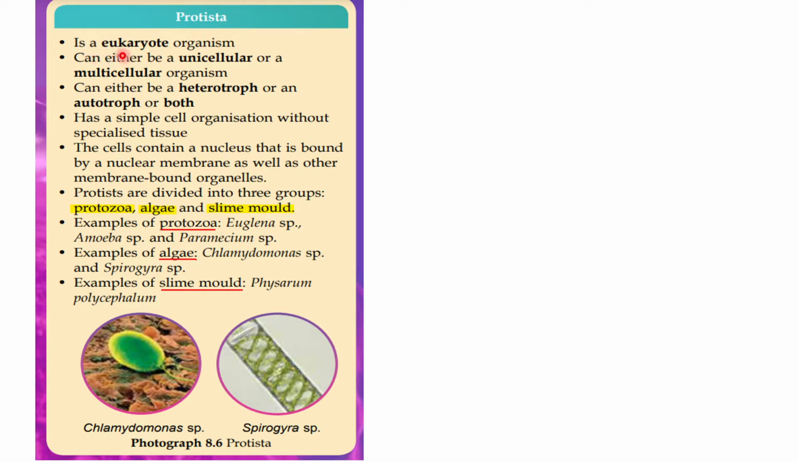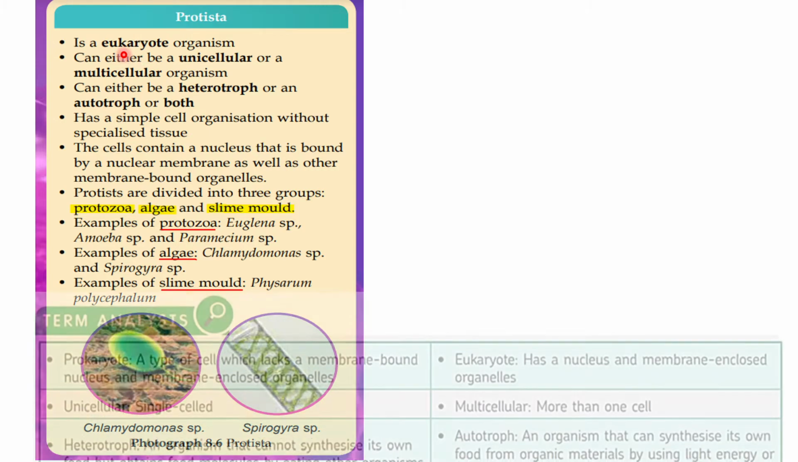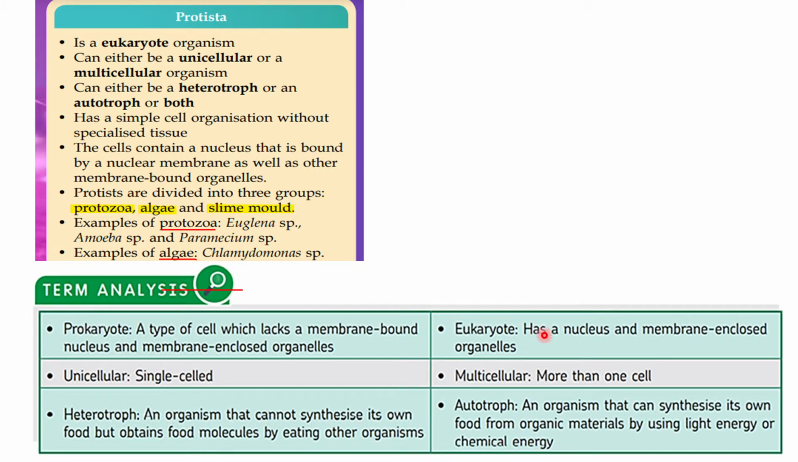Protista is a eukaryote organism. You may need to look back on the term eukaryote, which means this organism has a nucleus and also membrane-enclosed organelles. Protista can either be unicellular or multicellular organisms, and can either be heterotroph or autotroph or both.